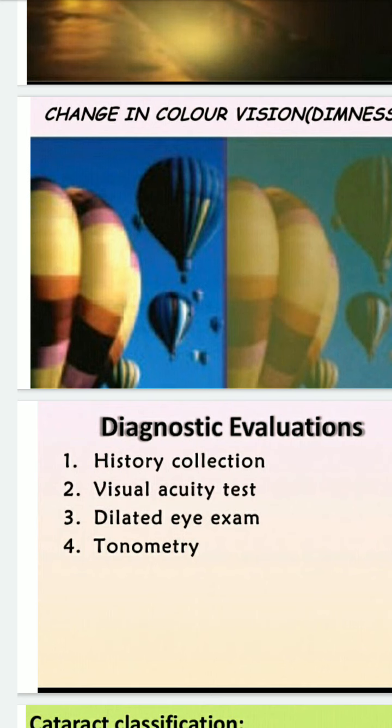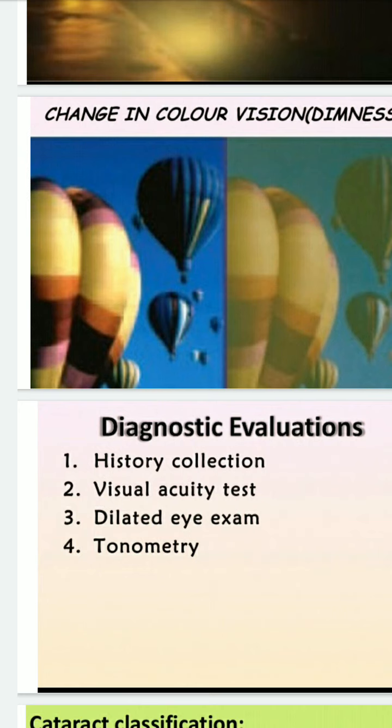The first one is the history collection. From history collection, we have to collect any history of ocular or systemic diseases like diabetes mellitus, uveitis, etc., or any previous ocular surgeries, use of systemic medications like steroids, then assess the age of the patients, and other factors that may cause it, like trauma or intraocular foreign bodies, exposure to ionizing radiations like X-ray, UV rays, etc. So we have to collect the detailed history of the patients.